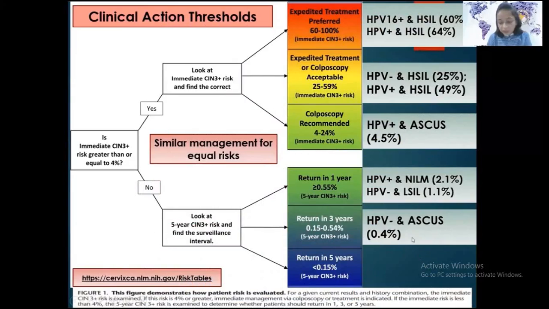So this figure also shows the same. This is just to highlight some examples. Like if a female has ASCUS and her screening result was HPV negative, she has a 0.4% risk of CIN3 development, so she is called for rescreening in 3 years. However, if the present result is ASCUS but her previous result was HPV positive, then the risk becomes 4.5% and colposcopy is immediately recommended in her. Similarly, for HPV negative HSIL and HPV positive HSIL, the risk values are significantly different. And if the female has HPV 16 positive HSIL, then the risk value is 60% and expedited treatment is directly recommended in that female.